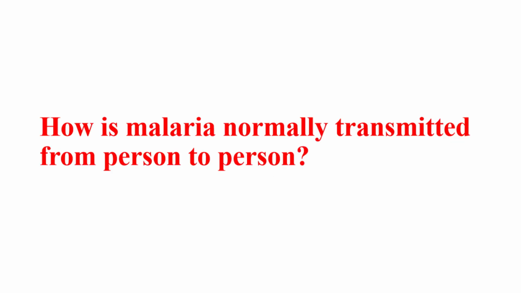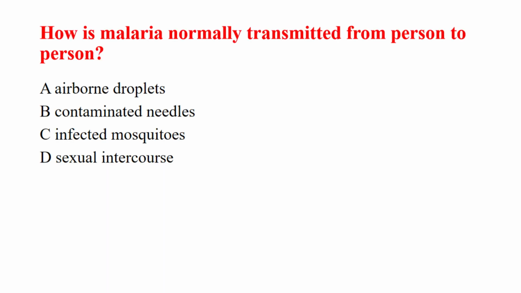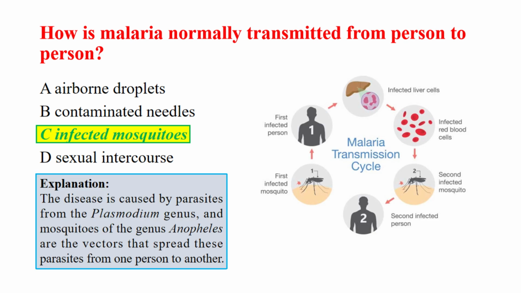Let's dive into the second question of today's video. Ready? Here we go. How is malaria normally transmitted from person to person? Is it A. Airborne droplets, B. Contaminated needles, C. Infected mosquitoes, or D. Sexual intercourse? If you chose C. Infected mosquitoes, you're absolutely correct.